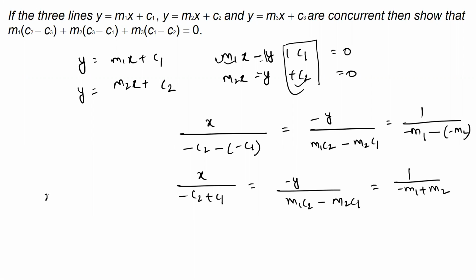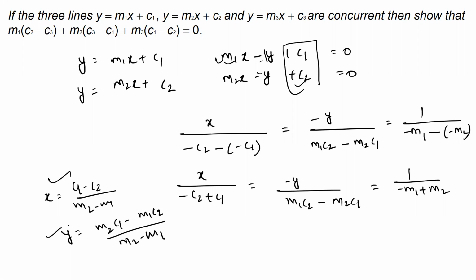So this gives the value of x is equal to c1 minus c2 divided by m2 minus m1, and y is equal to... actually, let's do one thing, let's adjust this minus with the denominator. So we get y is equal to m2c1 minus m1c2 divided by m2 minus m1. So these are the values of x and y. All you need to do is just plug these values of x and y in this equation, and finally simplify to get the answer. I leave it to you as an exercise.